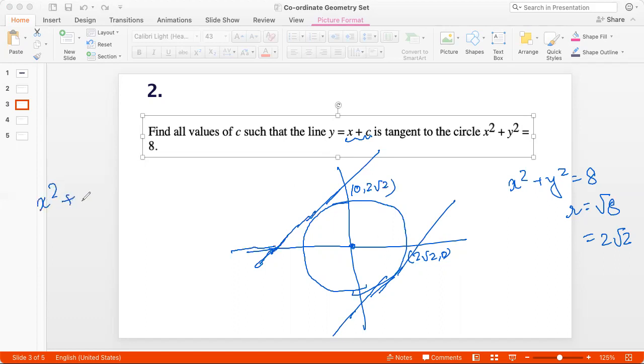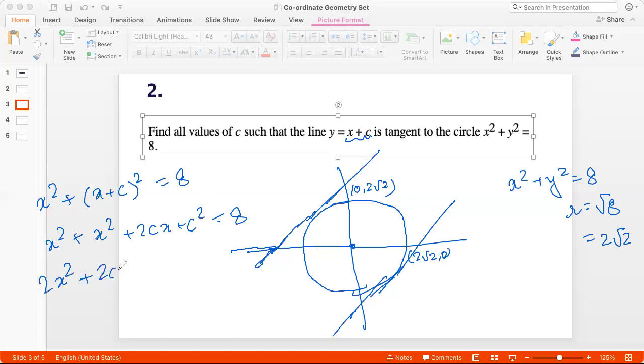So I'll get x squared plus (x plus c) whole squared is 8. So x squared plus 2cx plus c squared is 8. So 2x squared plus 2cx plus c squared minus 8 is 0. So this is a quadratic in x, and I know that I want just one solution to this quadratic because I want the line to be tangential. It shouldn't intersect the circle in more than one point.